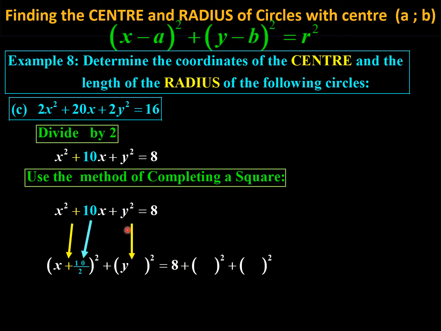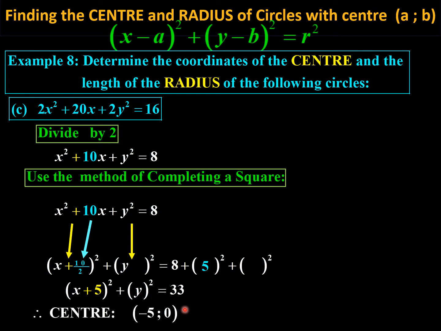Half of 10 is 10 over 2, which is 5. And there's nothing there, so it just remains a 0. Add the 5 squared, and there I don't have to add anything. I don't do anything with the y squared. Simplifying it, 10 over 2 is 5. That's y squared. Now I'm ready to get the coordinates of the center. Positive 5 is a negative 5, and the y coordinate there is 0. And then the radius there is square root of 33.